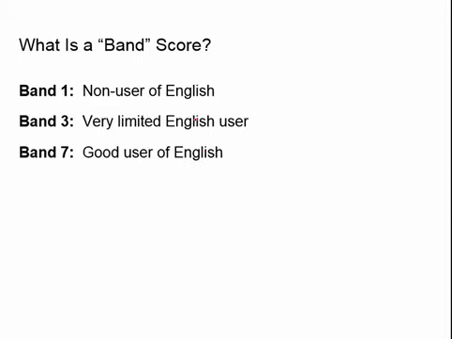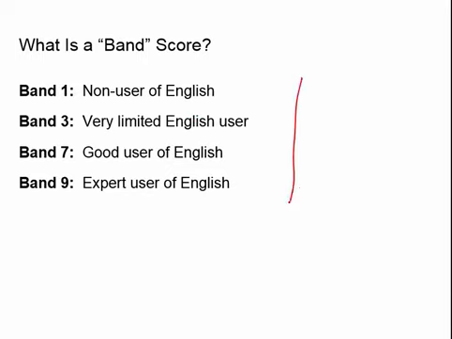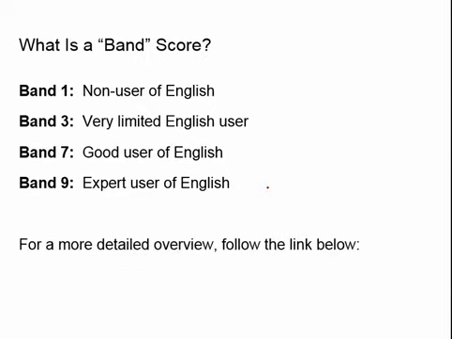As you go through the bands all the way up to 9, 9 is an expert user of English. So each step along the way from 1 to 9 is a different level of English, and each level has its own set of characteristics or defining qualities that make a person that level or the next level. If you want to see a more detailed description of each band level in general for your overall scores, go to the link directly below and you can see a description from IELTS.